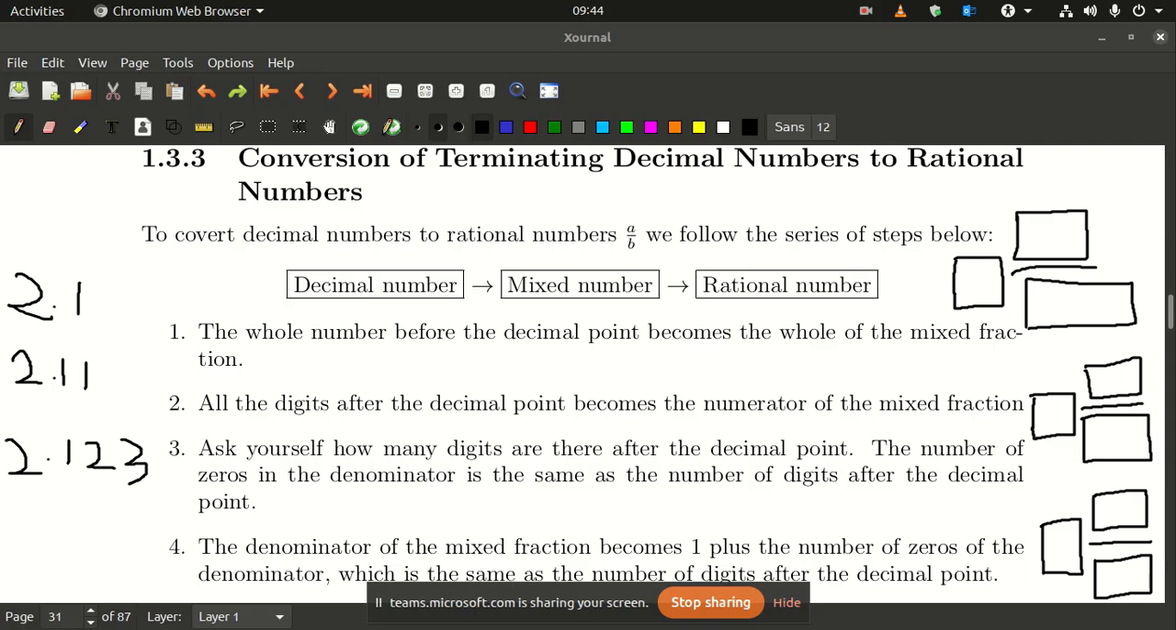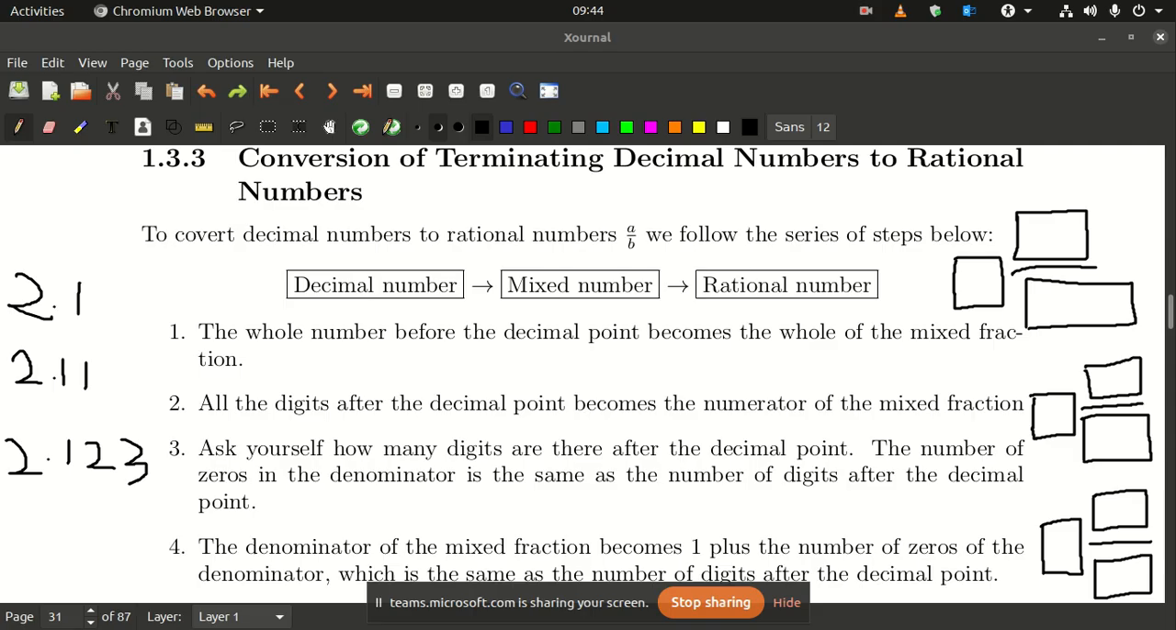And then today I want us to start by talking about conversion of terminating decimal numbers to rational numbers. When I'm speaking of rational numbers, as I said in our previous class, a rational number is a number that can be written in a fractional form with both numerator and denominator integers such that the denominator is not equal to 0.